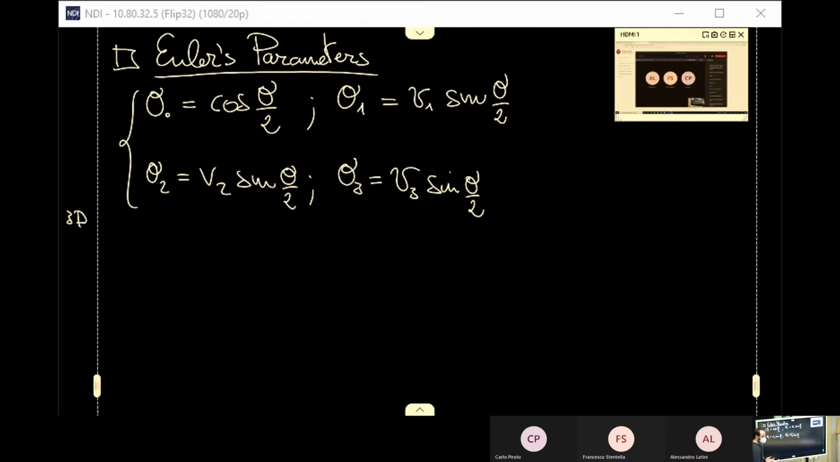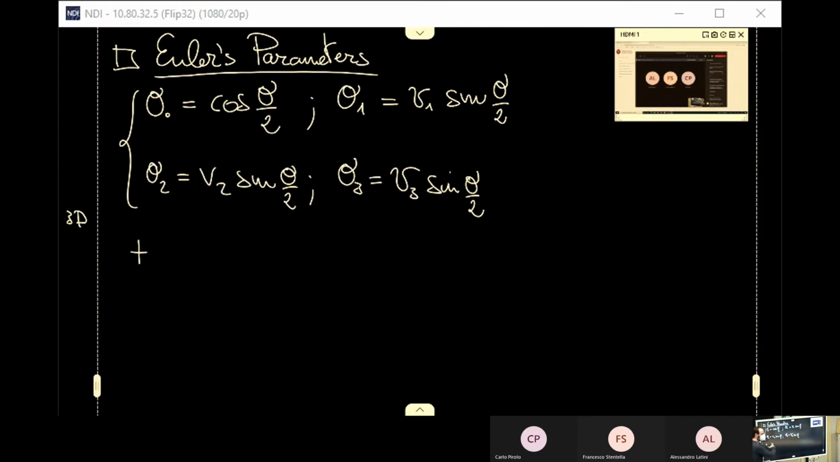So 4 parameters to define the orientation. We already know that this is more than we should need eventually. We would expect something like 3 parameters. So it means that, of course, they are associated with a constraint, which actually makes us understand why they are defined like this.